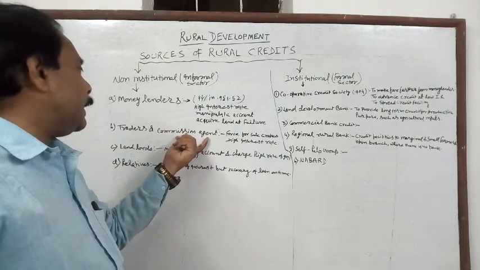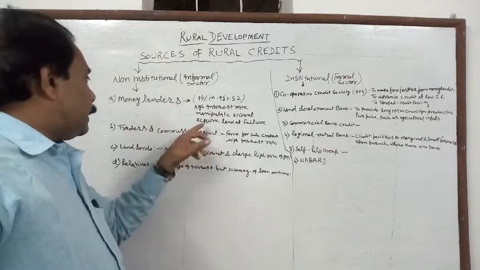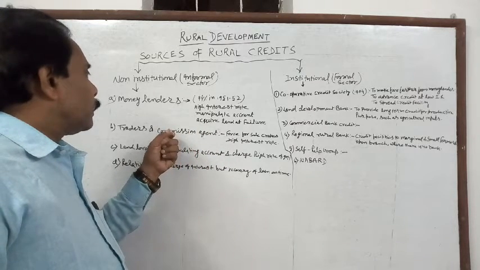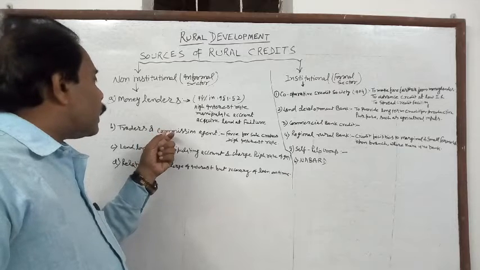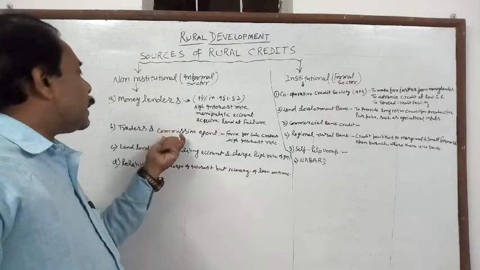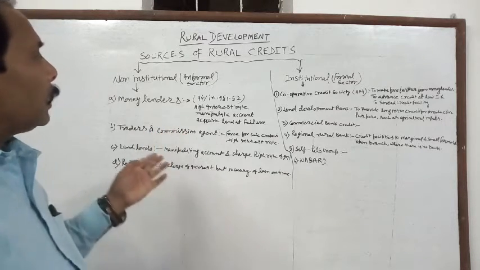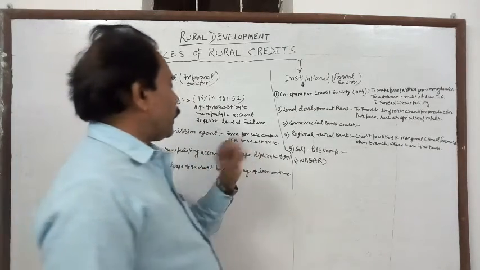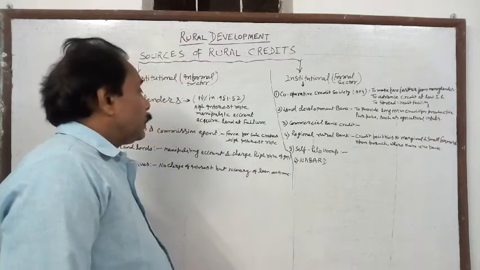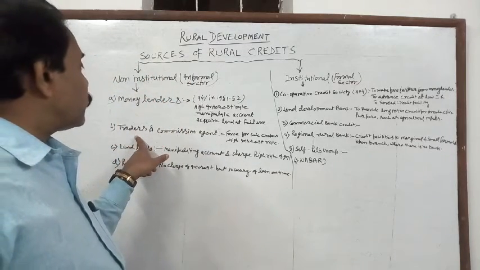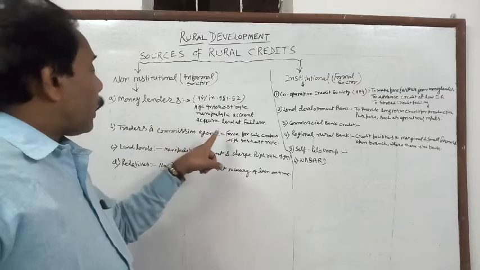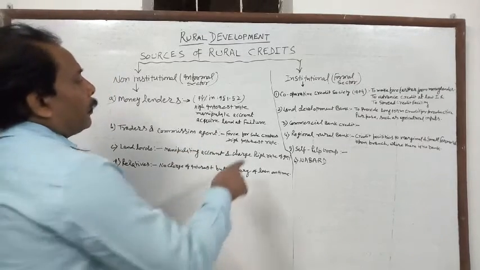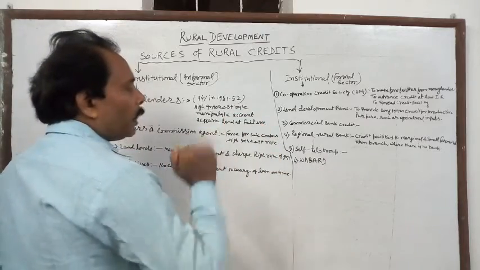Now, the second source among the traditional sources was the traders and commission agents. It is a group of people which provides loans at a particular commission. So they also charge a high interest rate. Point number one. Sometimes these traders compelled the farmers to sell their crops at a low rate.